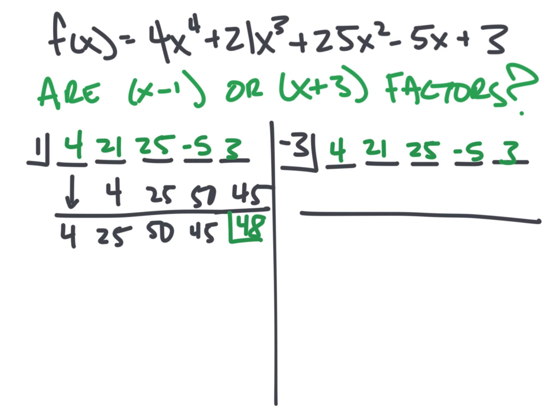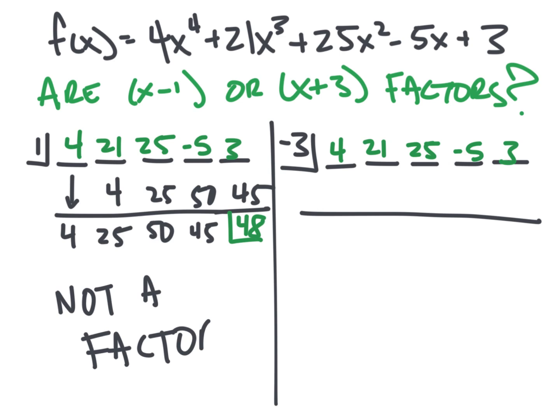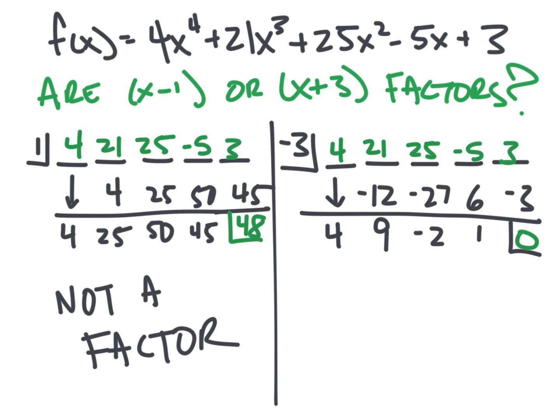All right, on the first one, for x minus 1, we see that this is not a factor because we didn't get a remainder of 0. We got a remainder of 48. So let's check negative 3. All right, so whenever we did synthetic division with negative 3, we got a remainder of 0, which means x plus 3 is a factor.